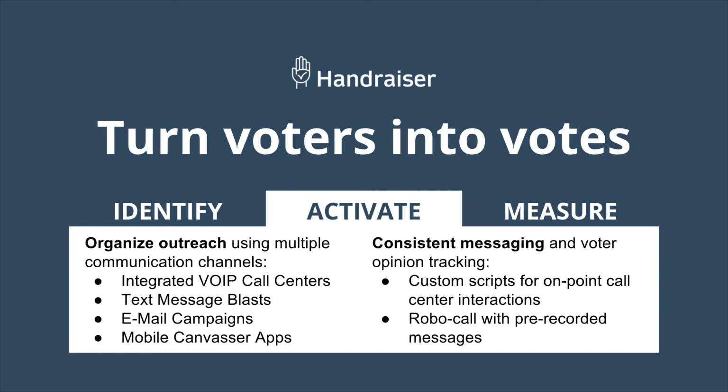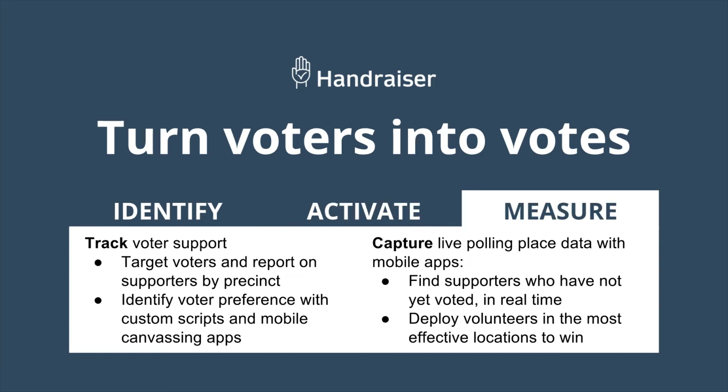go off message. And finally, measuring the support of those volunteers through the use of custom surveys and through the use of poll watching apps, which enable your volunteers to stand at a polling location and mark off those voters who have already voted, thus informing the system which voters you should be reaching out to come election day. So let's dig into it a little bit and see how that works.